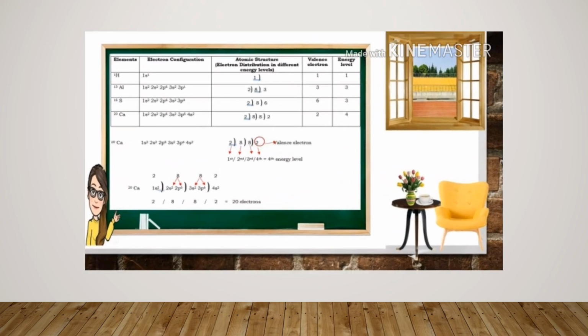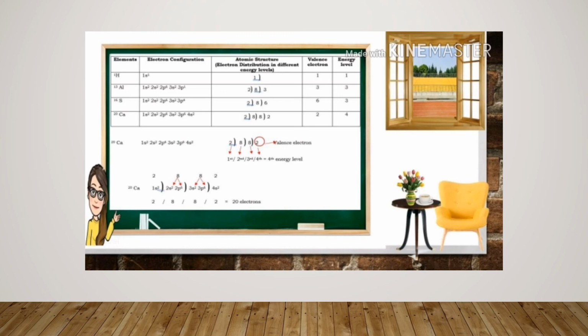Here is another example. Number 1 is hydrogen, with electron configuration 1s1. The atomic distribution will be 1. Therefore, the valence electron of hydrogen is 1, and the energy level occupied by hydrogen is also 1. Another example is aluminum, atomic number 13. The electron configuration will be 1s2, 2s2, 2p6, 3s2, 3p1. The distribution of electrons will be 2, 8, and 3.